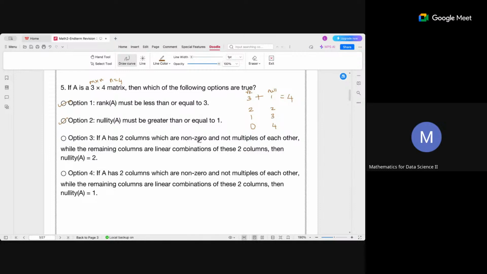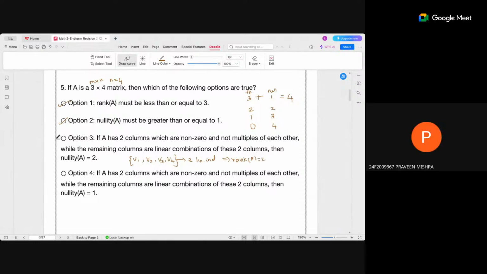If A has two columns which are non-zero and not multiples of each other, while the remaining columns are linear combinations of these two columns, then nullity of A is equal to 2. So totally how many columns you have? 4. So let us call the column vectors V1, V2, V3, V4. Out of this, it is given that only 2 are linearly independent. So rank of A is 2, which means the nullity should be 2.